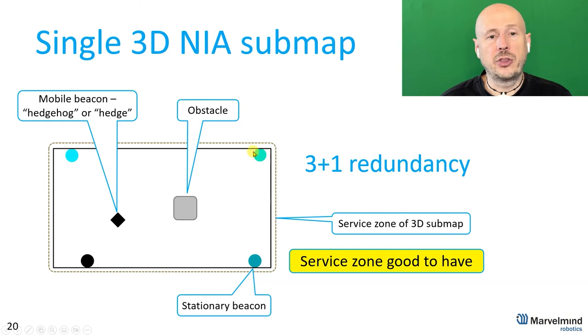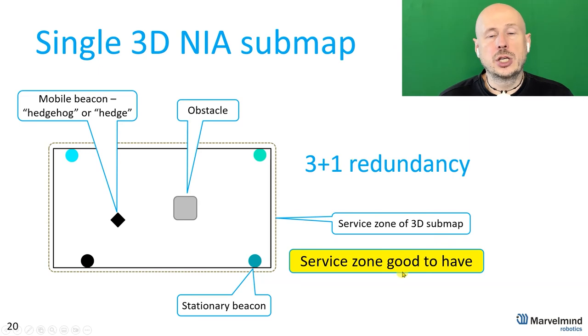If you had three beacons and one is blocked, that's it. You have no tracking, because for 3D you must have 3 station beacons. So this is why for 3D we have 4 beacons included, 3 plus 1 redundancy by default, and we strongly recommend it to you.